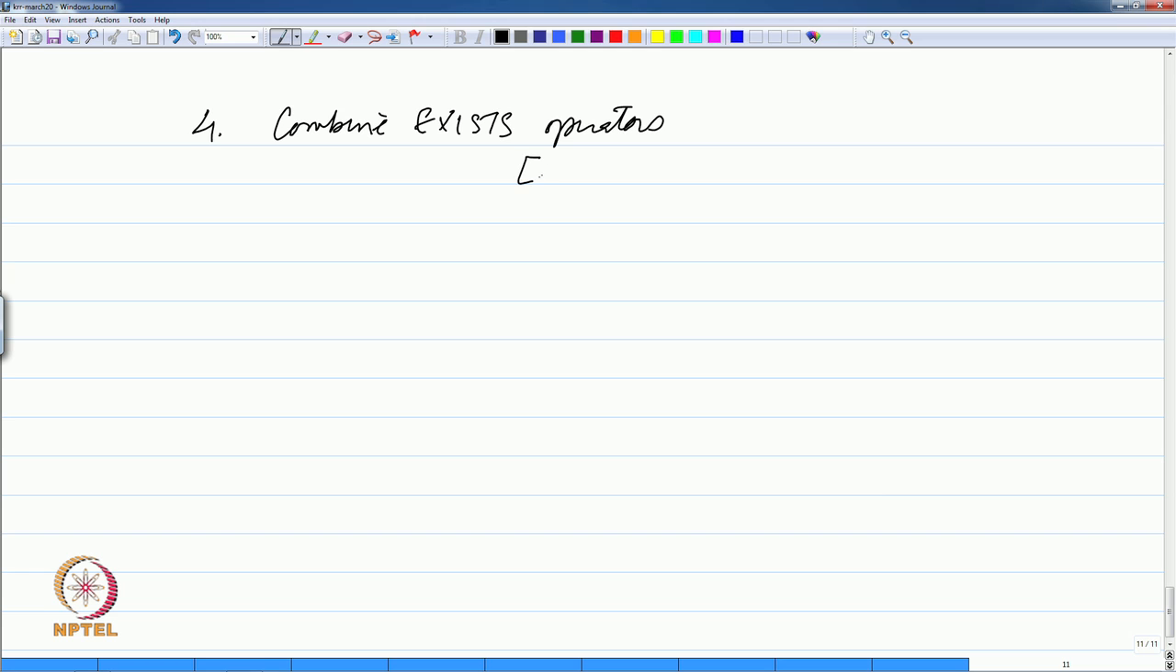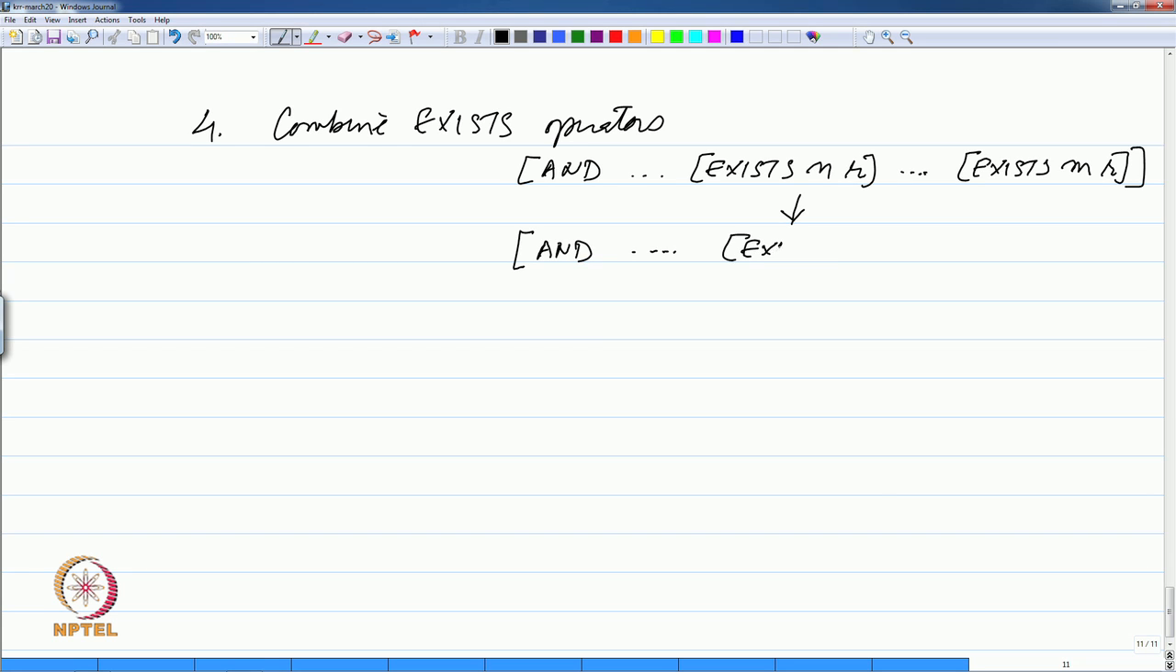Then the next step is to combine exist operators. Which says that if you have a statement of this kind, then replace it by a single exist statement, let us say P R, where what should P be? Max of n and m.